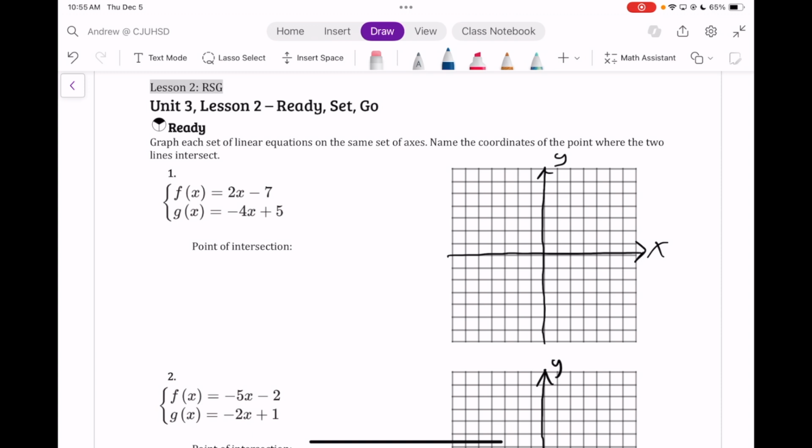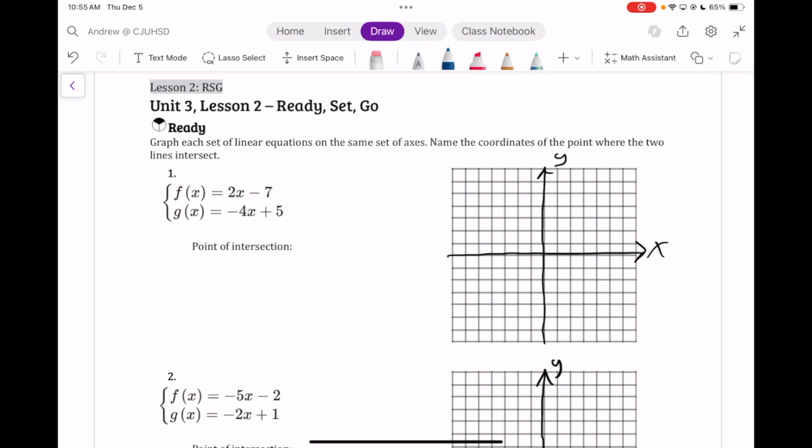Unit 3, Lesson 2, Ready, Set, Go. Well, we assigned just the problems number 1 and 2 from the Ready section. You have 2 lines, and you're trying to find the point of intersection. Now, most students in class worked on this using Desmos.com, and you can certainly do that for yourself right now. Just skip this part of the video. But I'm going to show you how to do it by hand without technology.